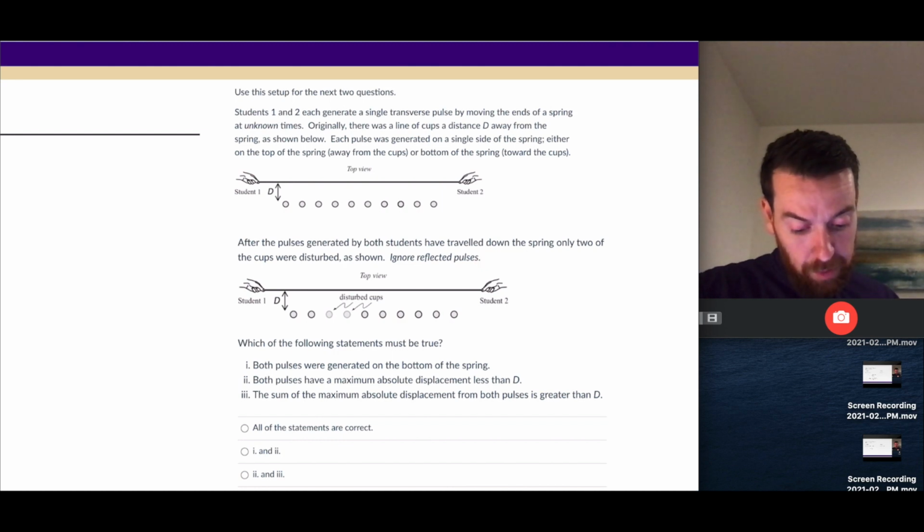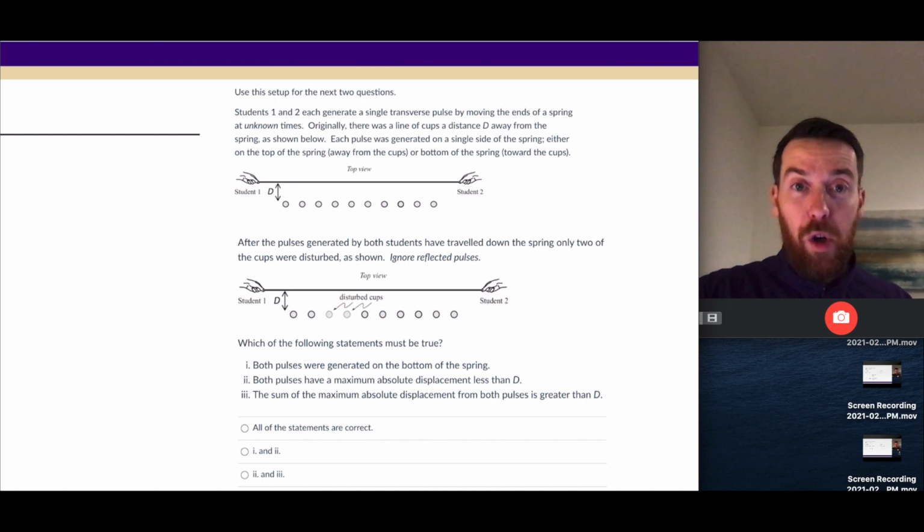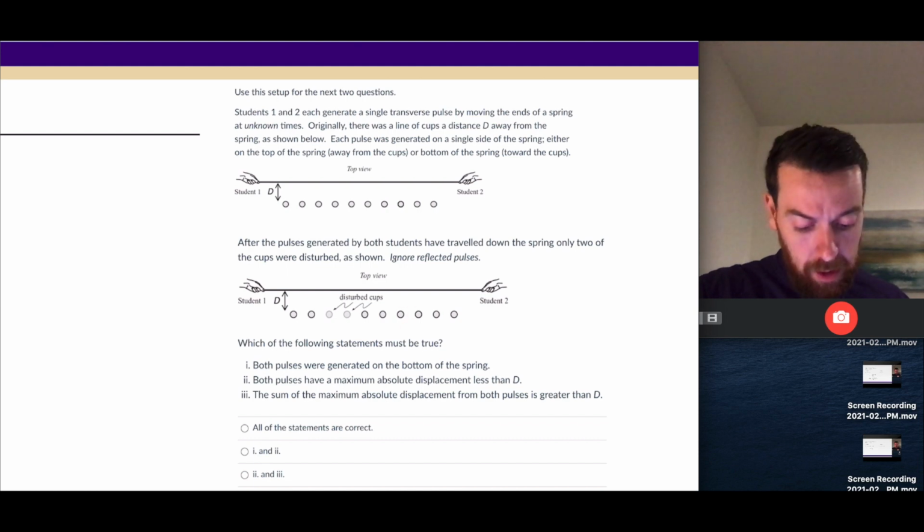Okay, so which of the following statements must be true? So we can see that here we've got 2 disturbed cups closer to student 1 in this case. I think the second version had them closer to student 2. So in this particular case, both pulses were generated on the bottom of the spring. That would have to be true.